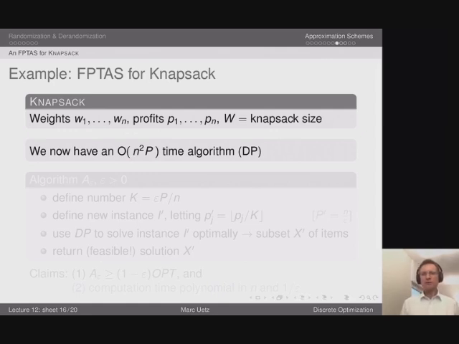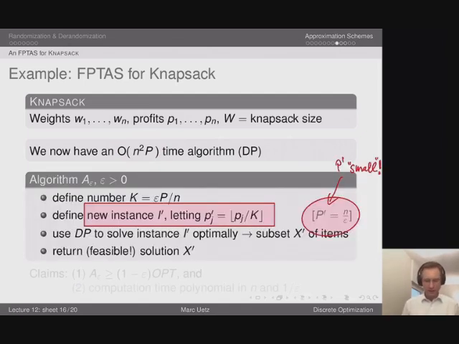So I claimed I wanted to solve the knapsack problem actually in polynomial time, and that with arbitrary precision. I wanted to obtain a polynomial time approximation scheme for the knapsack problem. And what I'm going to do is the following. I'm going to take the instance and round the profit values. And then on this rounded instance, I'm going to use this dynamic programming algorithm. And you can already guess what happens. I'm going to round these profit values down in such a way that this computation time actually becomes a polynomial computation time. That's the trick here, okay?